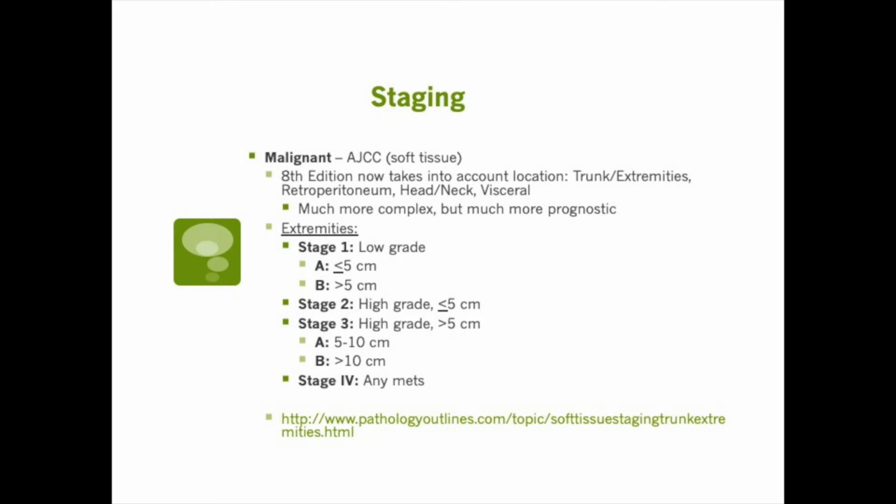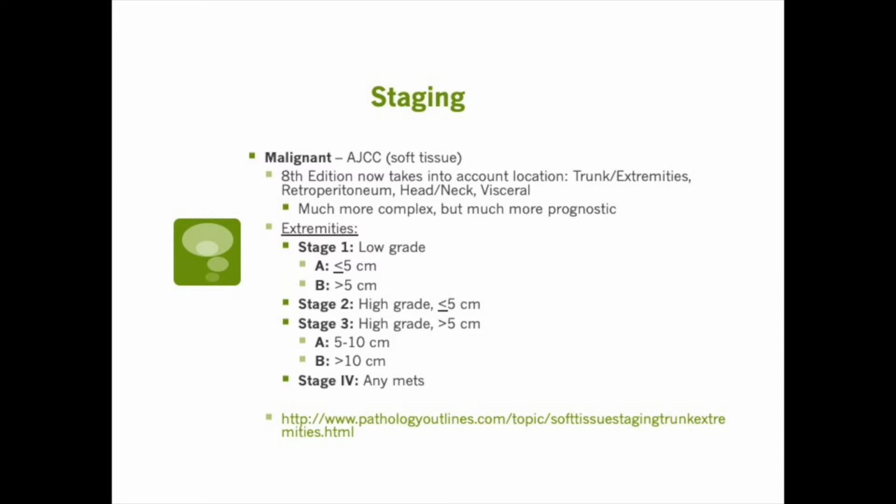Previous staging was for bone sarcomas only. This is now going to be for soft tissue sarcomas only. Again, it now breaks it up into location: trunk and extremities, retroperitoneum, head and neck, or visceral sarcomas. This again is much more complex but much more prognostic than previous AJCC staging systems, and probably more than the Enneking staging system as well. So again, we'll talk about the extremities for our purposes and for testing purposes.